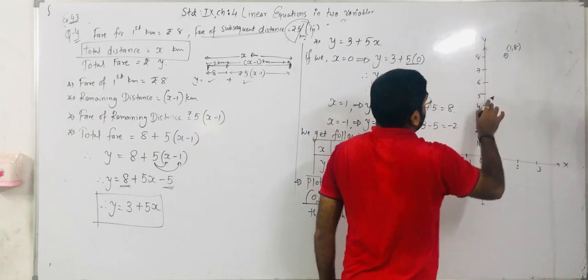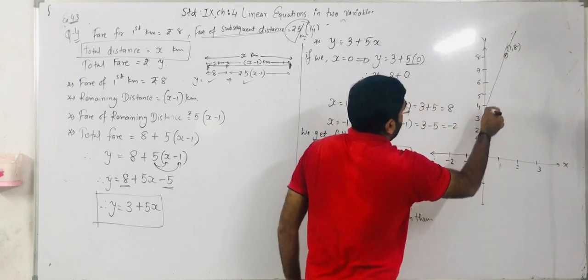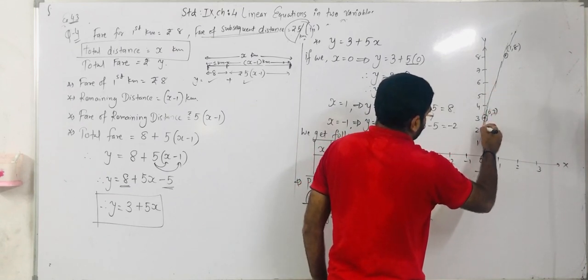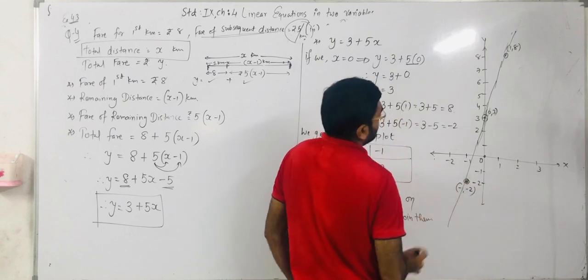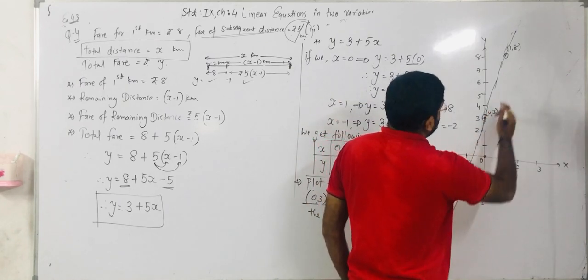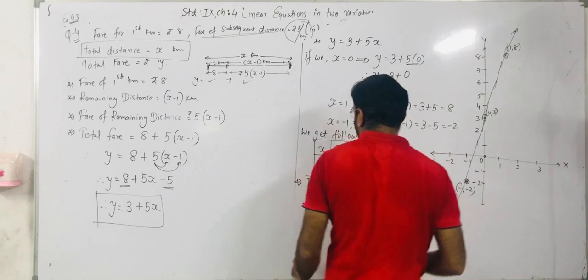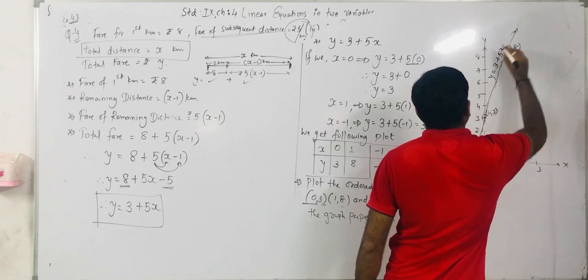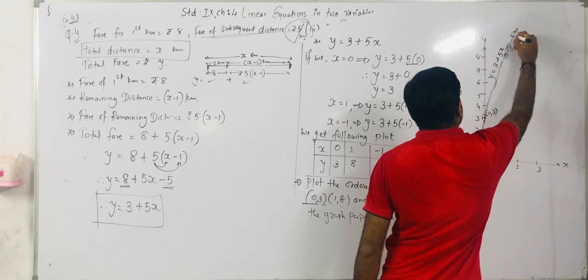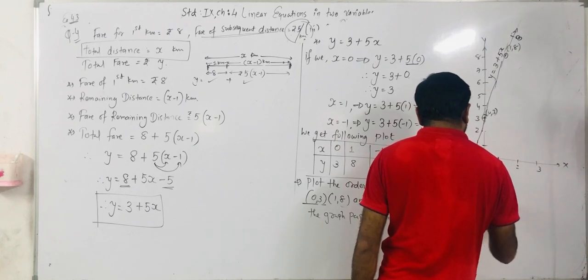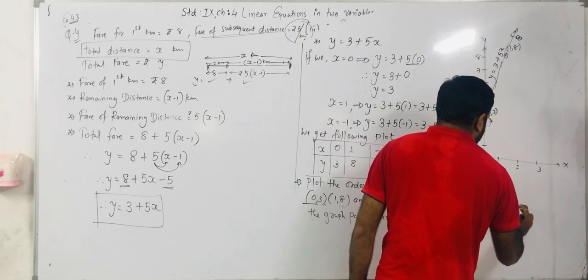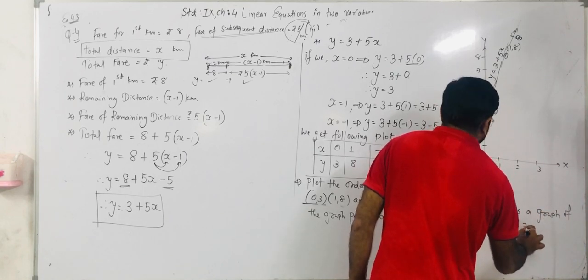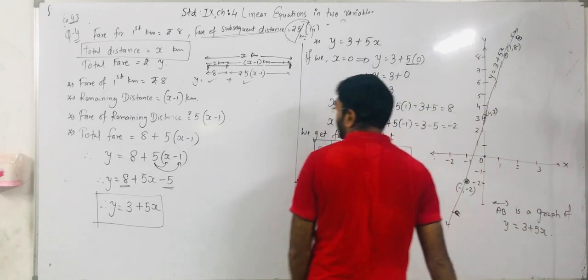So you get one straight line, which is the graph of which equation? y is equal to 3 plus 5x. And if you give the line the name AB, then you can say AB is the graph of which equation? The graph of y is equal to 3 plus 5x. Okay, so that is our equation.